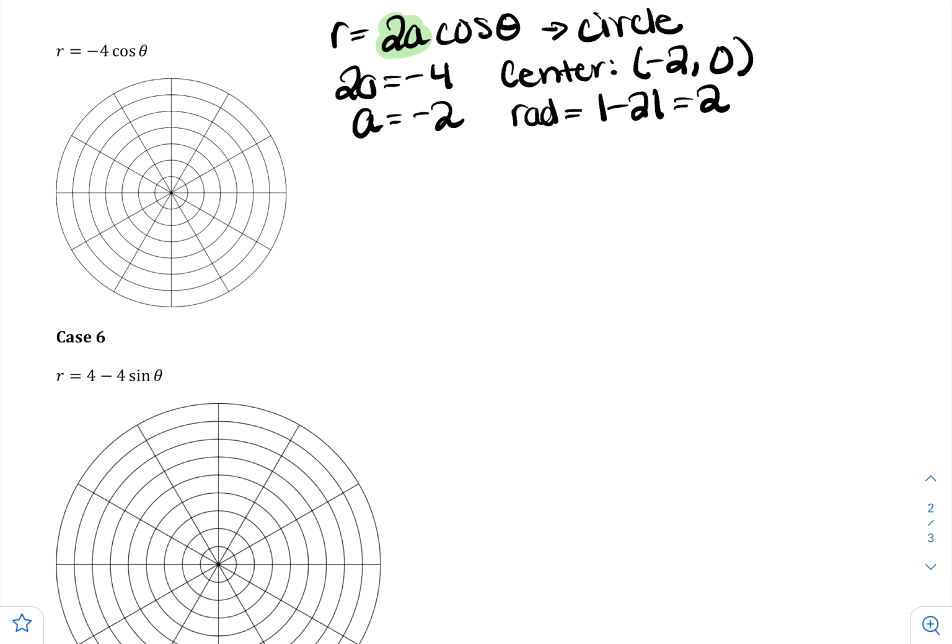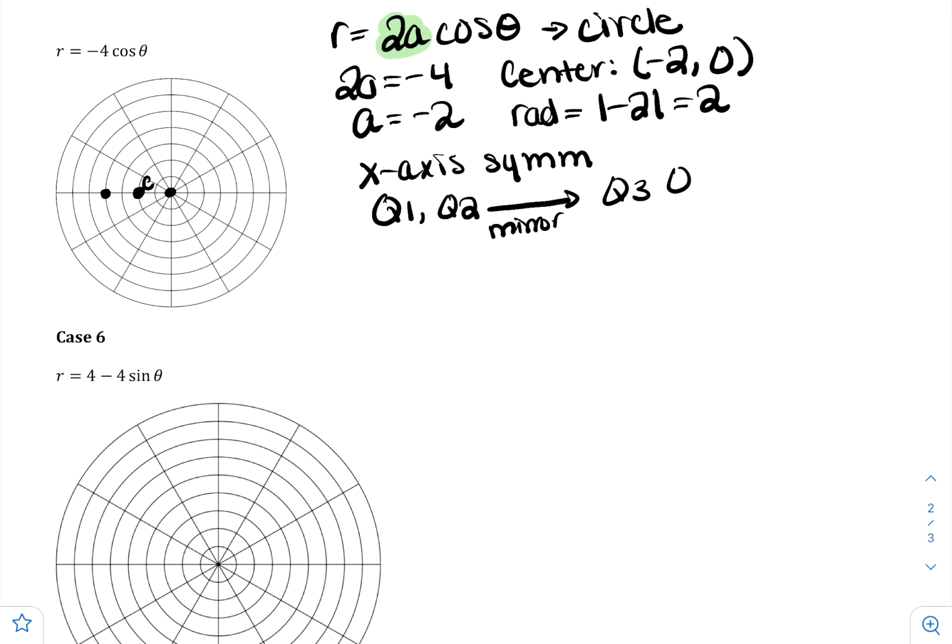So I'm going to plot the center at -2, 0. And then I'm going to do the radius, so to the right 2 and to the left 2. And I'm going to put a little c here to remind me it's the center. Now, my symmetry, because it's cosine, I'm going to have x-axis symmetry. That means that I can graph in quadrants 1 and quadrant 2 and mirror down, so quadrant 3 and quadrant 4. Now, I can already see where my circle is going to be. I can see where the center is, and I can see where the endpoints are. So my circle is going to be in quadrants 2 and 3.